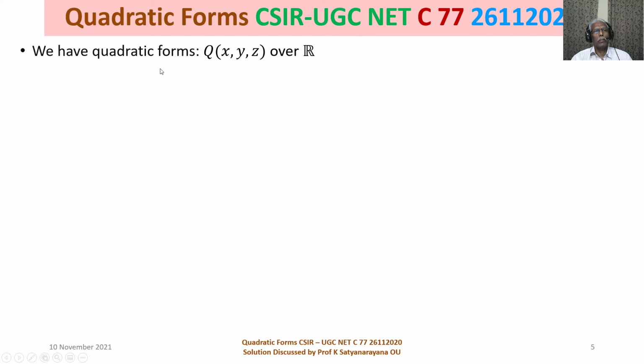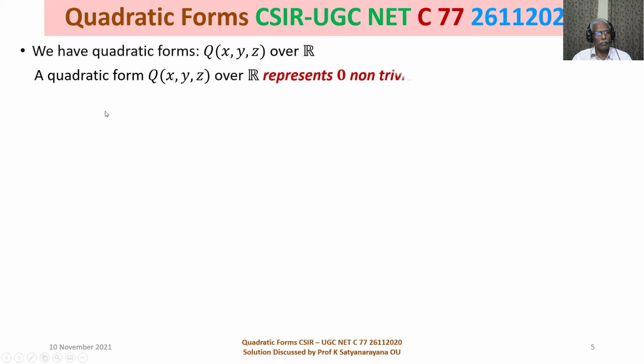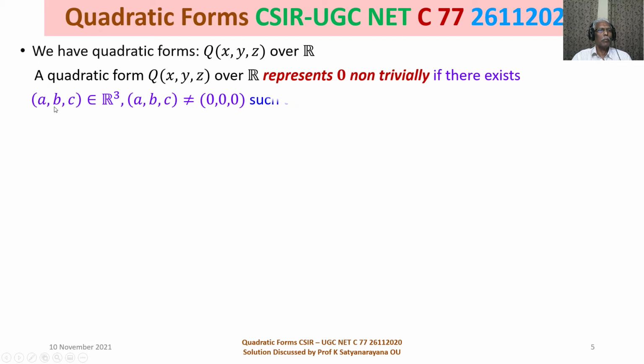We have the given quadratic forms Q of x, y, z over R. This is our definition. A quadratic form Q of x, y, z over the set of real numbers represents 0 non-trivially if there exists a triad a, b, c belonging to R cube, other than 0, 0, 0, such that Q of a, b, c is equal to 0.